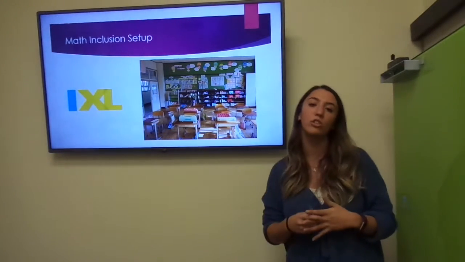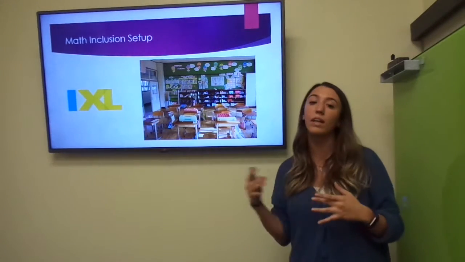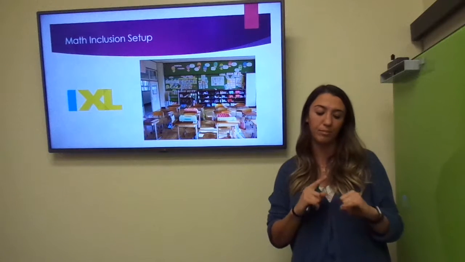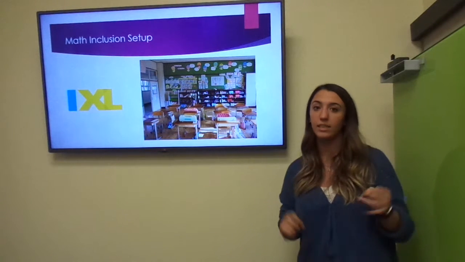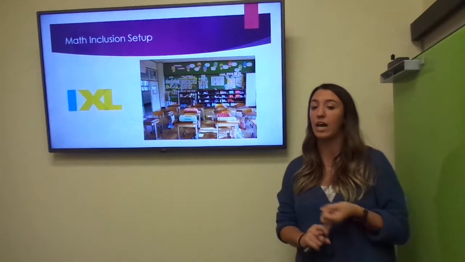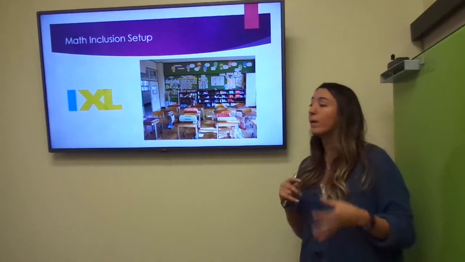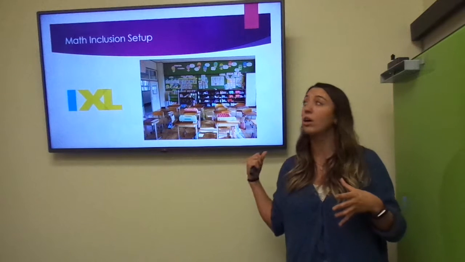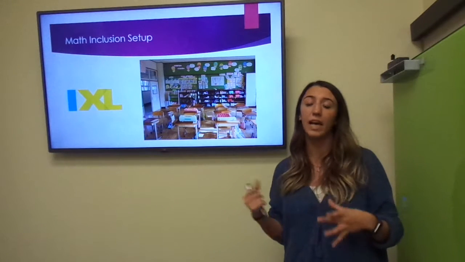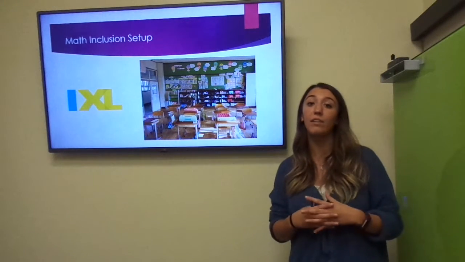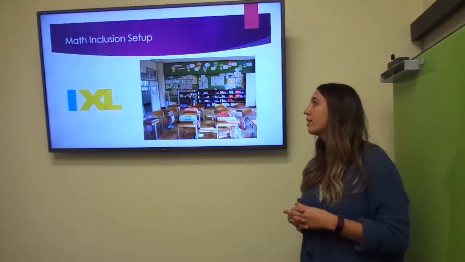So this math inclusion setup that I was in involved every class that I observed. I observed a geometry class, an Algebra 2A and Algebra 2B class, and an Algebra 1 class. Each class that I observed in Mrs. Wood's math inclusion class had about anywhere from 10 to 15 IEPs in every class.